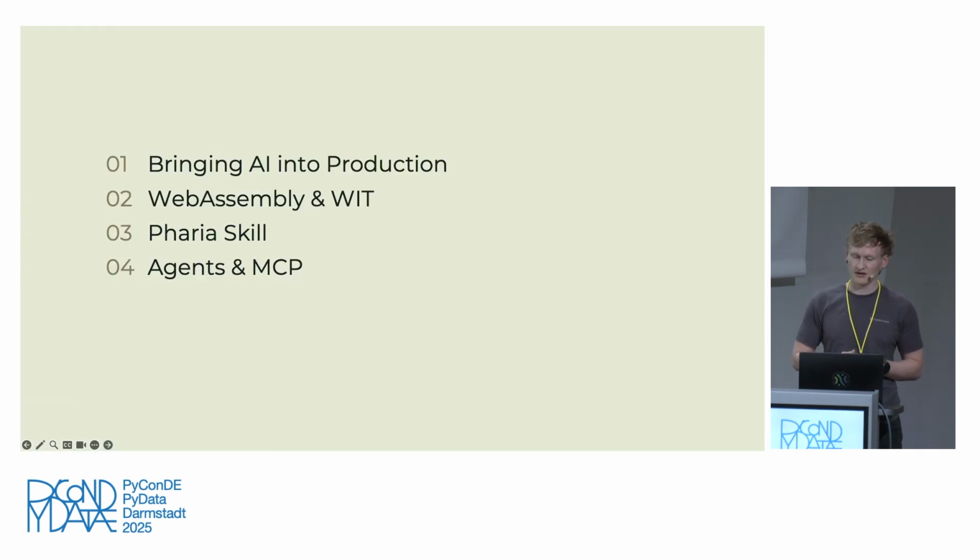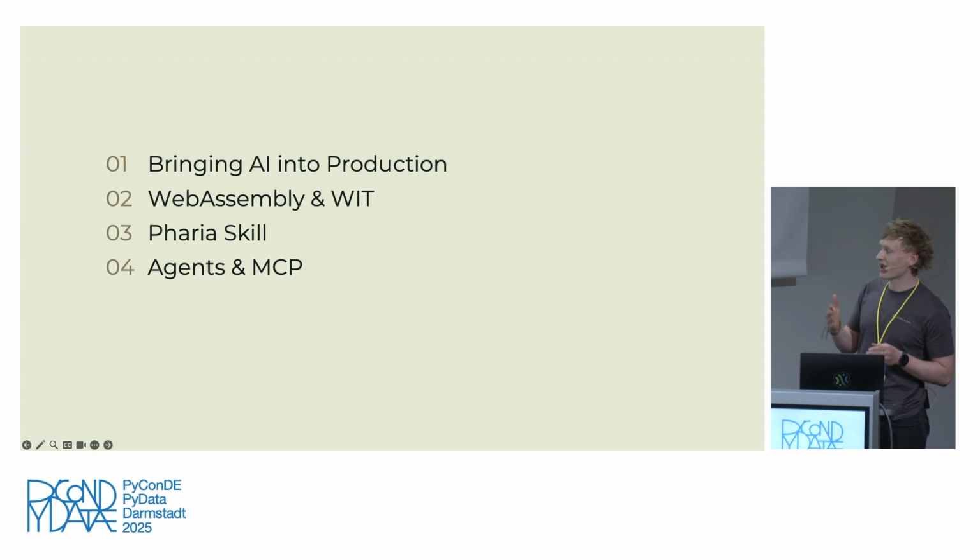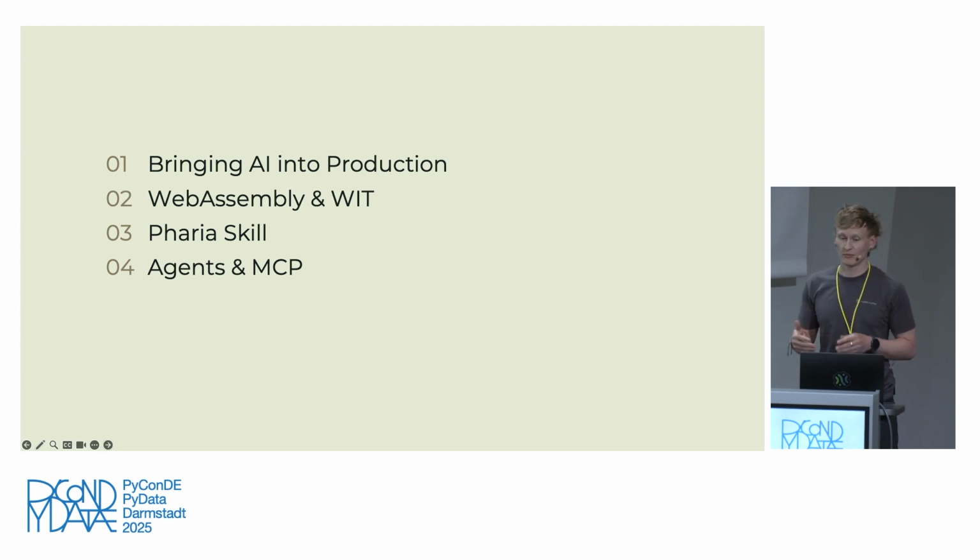The plan for today is that I want to start by looking at some of the challenges which AI engineers are facing in bringing AI into production. Then we'll take a closer look at WebAssembly and specifically the WebAssembly interface type language, short WIT. Based on this, I'll introduce Pharia Kernel's Python SDK, which my team is developing. And in the end, I want to spend some time to look at next steps, which would be more agentic workflows, and we'll also see how this connects to the MCP protocol from Anthropic.